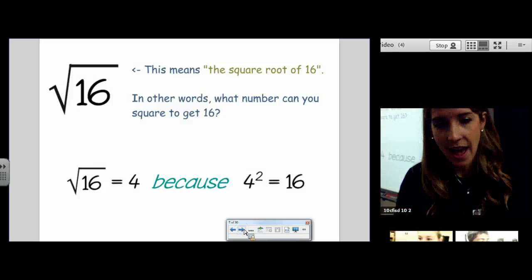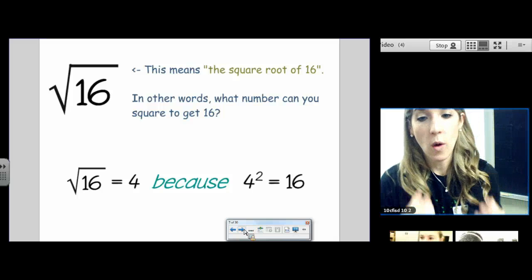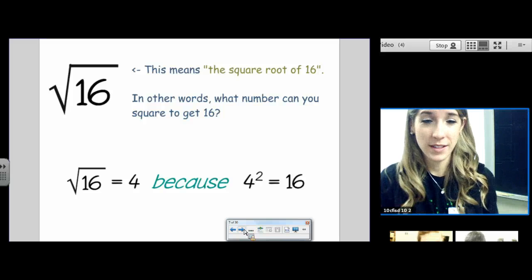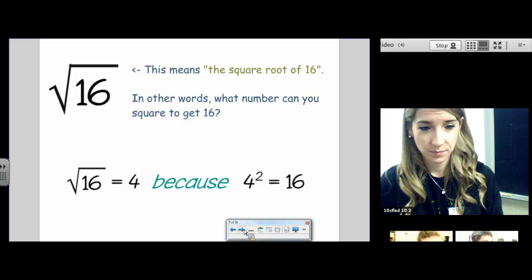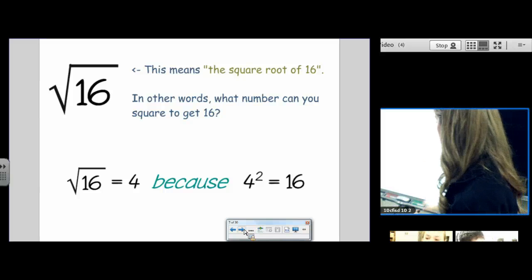So that symbol means the square root of 16. In other words, you're coming up with what number can you square to get 16. So 16 is a perfect square. So the square root of 16 is 4. Okay. Square root of 16 is 4 because 4 squared is 16.